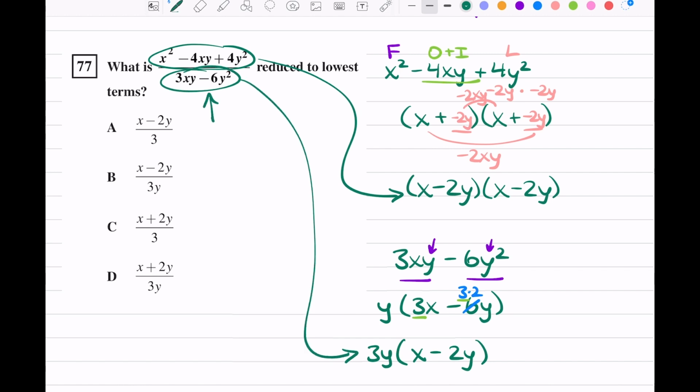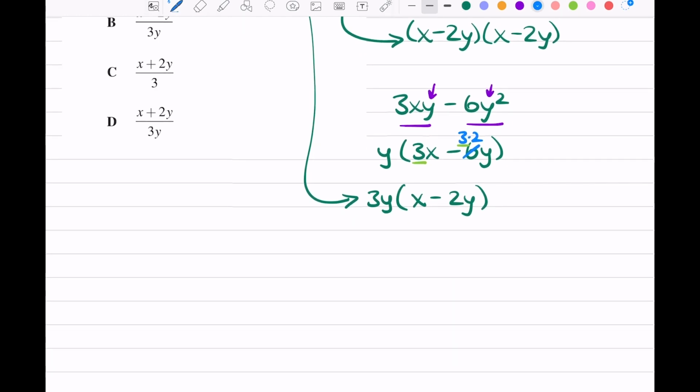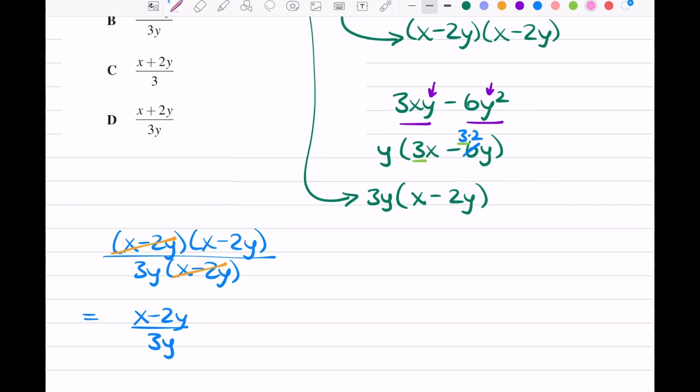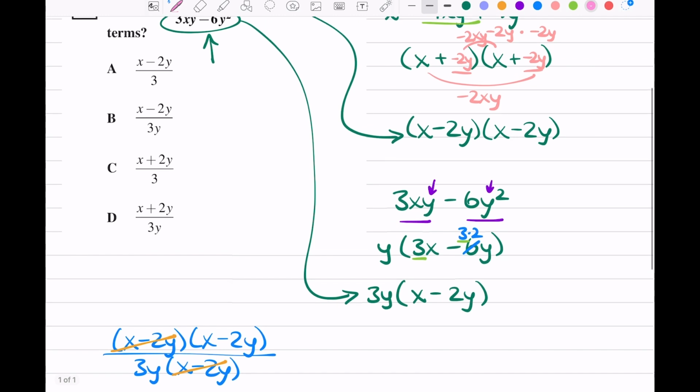So now we'll rewrite our original problem using our factors. Our numerator was x minus 2y times x minus 2y. And our denominator, we got 3y times x minus 2y. As you can see, there's a common factor on top and bottom that we can cancel out. And we're left with x minus 2y over 3y. And looking at our answer choices, that would be option B.